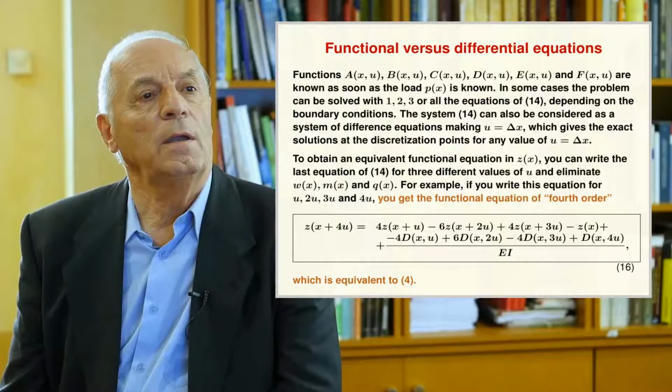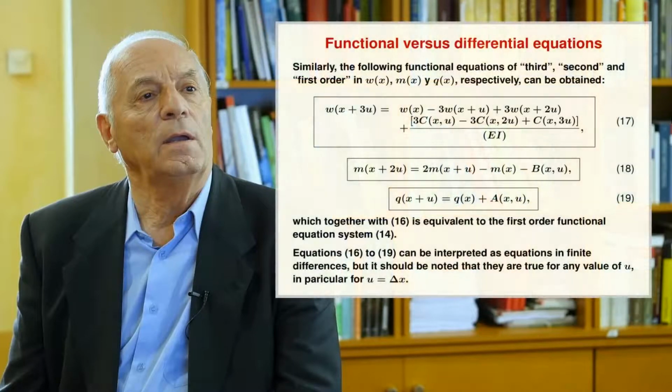on the boundary conditions. The system 14 can also be considered as a system of difference equations making u equal to delta x, which gives the exact solutions at the discretization points for any value of u equal to delta x. To obtain an equivalent functional equation in C, you can write the last equation of 14 for 3 different values of u and eliminate w, m, and q. For example, if you write this equation for u, 2u, 3u, and 4u, you get the functional equation of fourth order in 16, which can be considered as equivalent to equation 4.